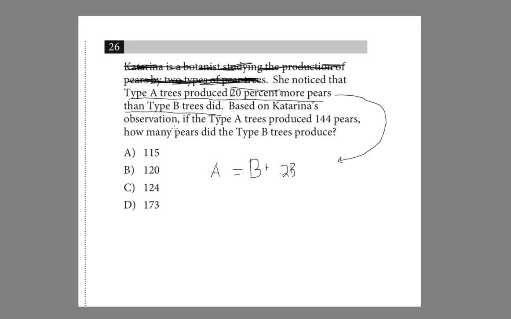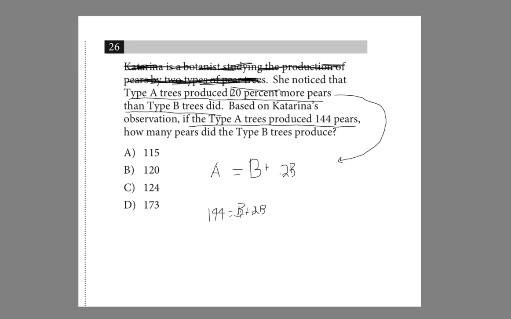Based on this observation, if type A trees produce 144 pears, so let's underline that, produce 144 pears, how many pears did the type B trees produce, alright? So it's giving us a sort of hypothetical situation. What if A produced 144 pears, right? So what if A was equal to 144? What would B be equal to, right? So that's what it's basically asking us, alright? And all we have to do is solve for B, alright?